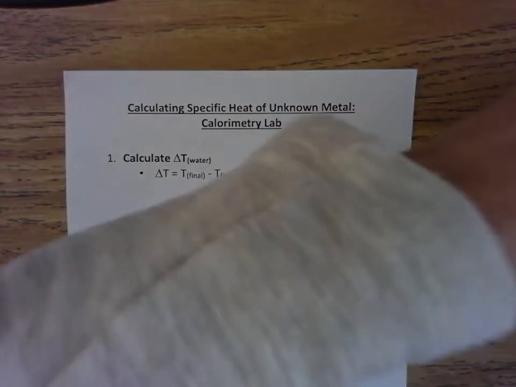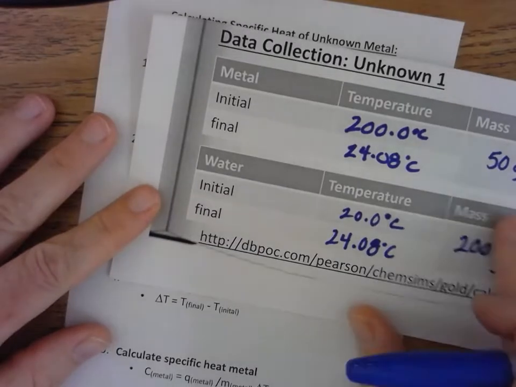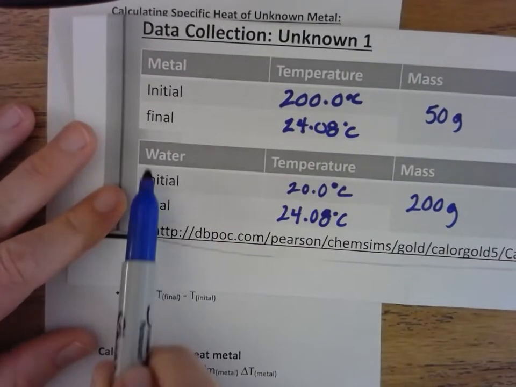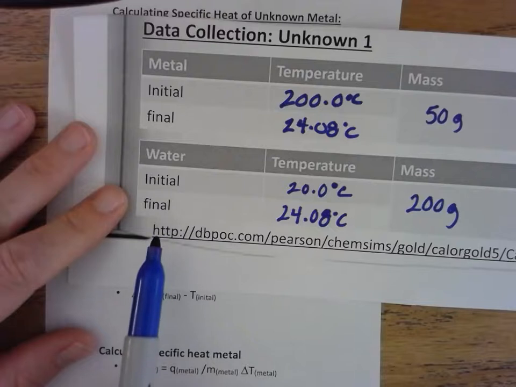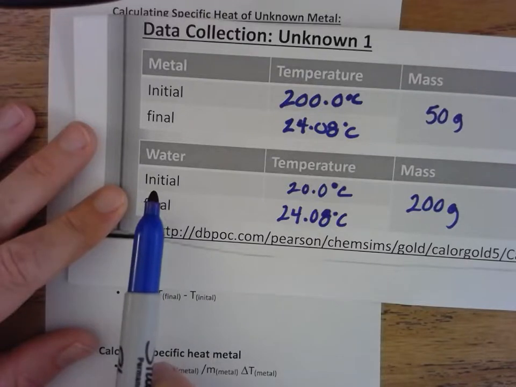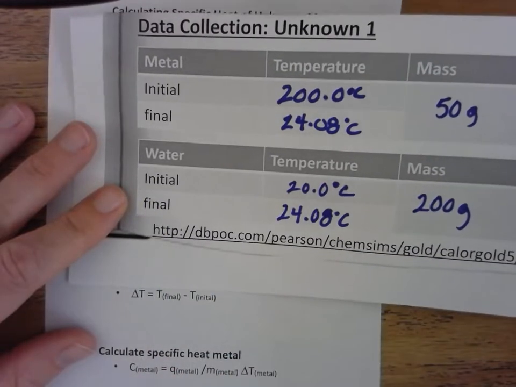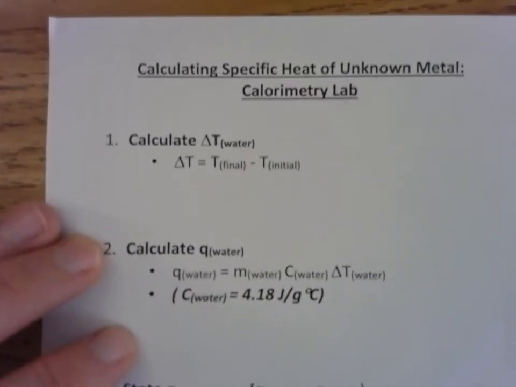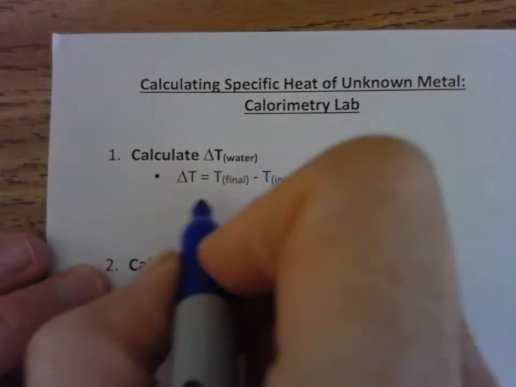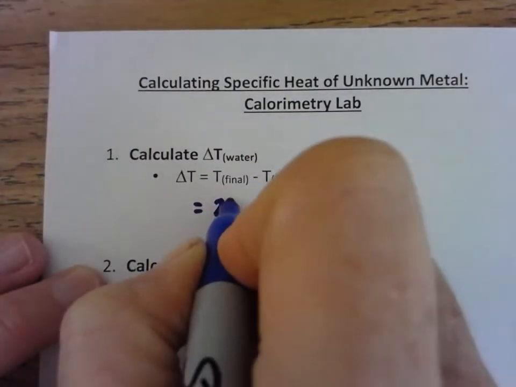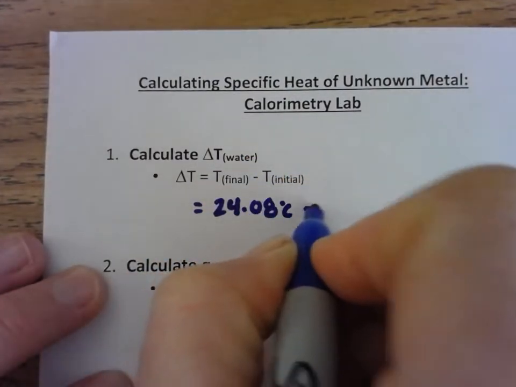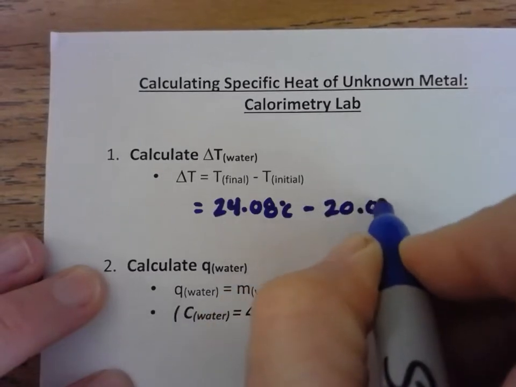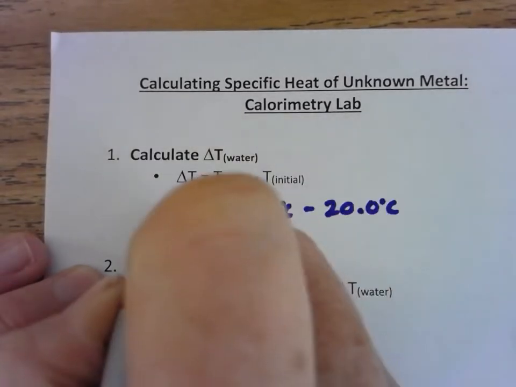Oh, this is probably not the best way to do this. Let's do this. We're going to need this quite a bit. Here we go. All right, so here's my water, and I'm going to take my final and I'm going to subtract my initial. So 24.08 minus 20 is going to be my delta T.